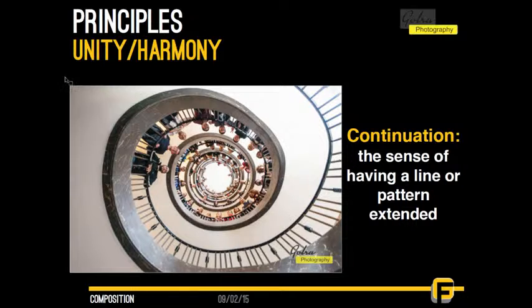Here is what it is: unity tells us there is something going on and on and on again, but harmony tells us that something which is continuous has an end, but it is extended. Otherwise, if you don't have harmony, then it will look like it's continued. I don't have an end, so it will be hard for me to sense anything.